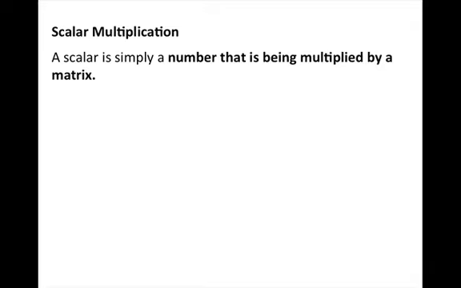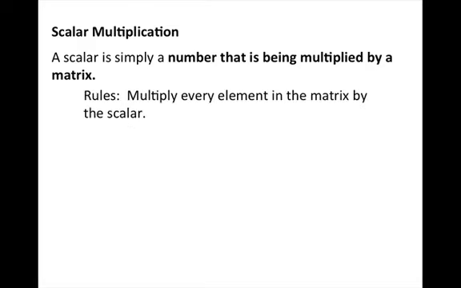The next concept we want to look at is scalar multiplication. A scalar is simply a number that's being multiplied by a matrix. To multiply a matrix by a scalar, you simply multiply every element in the matrix by that scalar, by that number in front of the matrix.